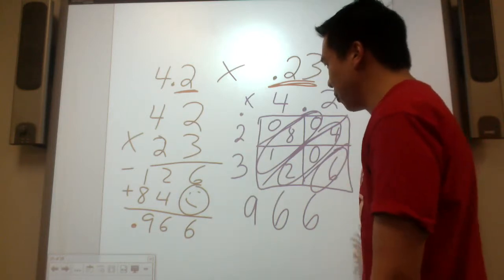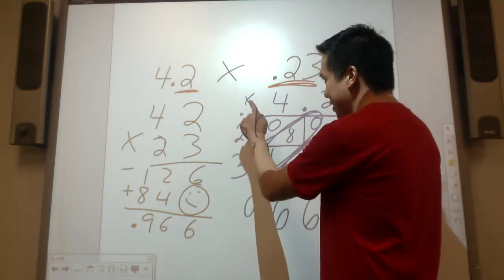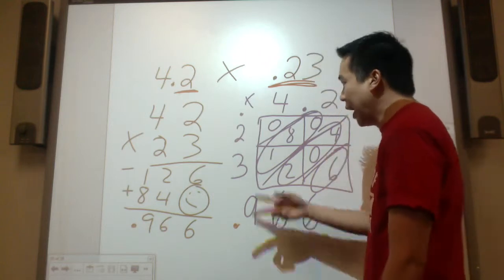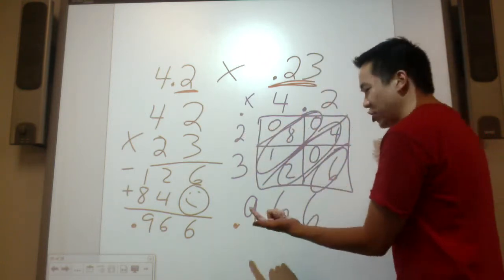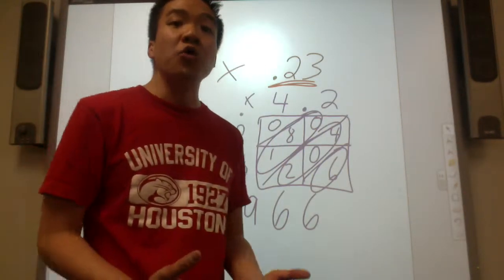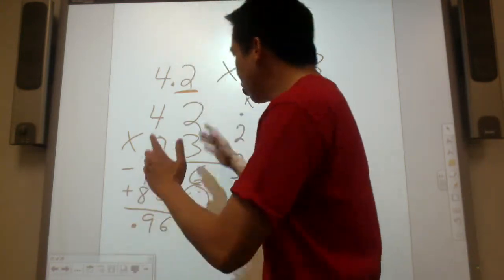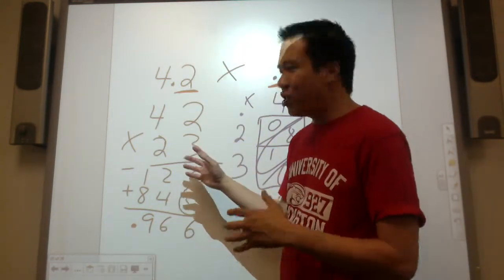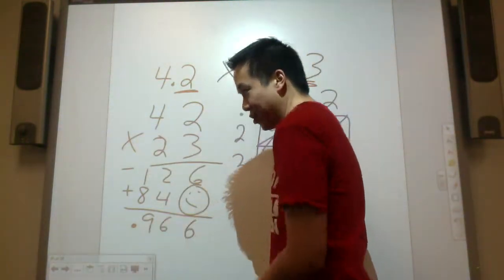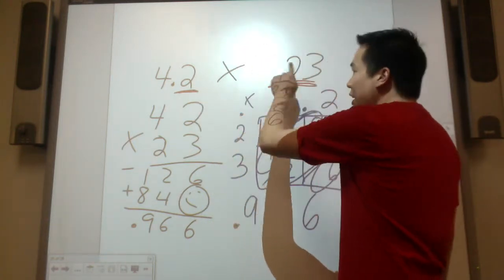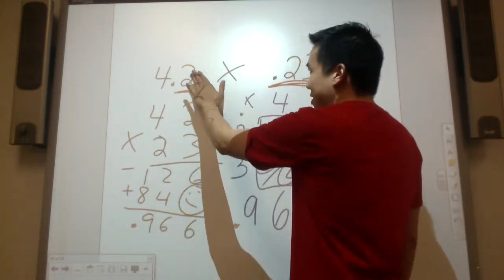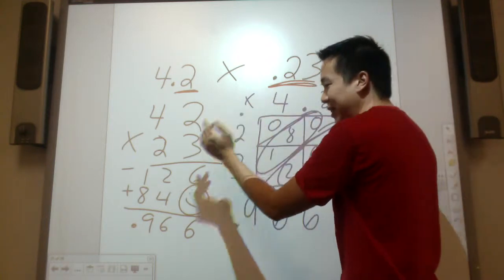But let's count the decimal point value. Hundredths place times tenths place is thousandths place. 966 thousandths. Or, how many digits? 2 digits with another digit is 3 digits behind the decimal point. So the main thing we're talking about here is how to multiply decimals. If you like the traditional way, all you do is multiply as normal, easy whole numbers. Then you get a whole number answer. Then you go back and decide where the decimal point will go.